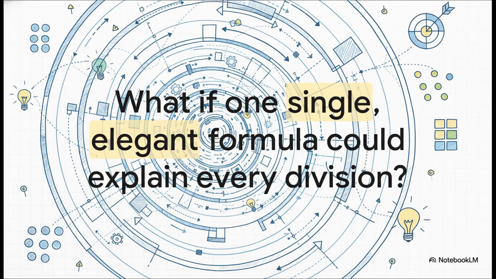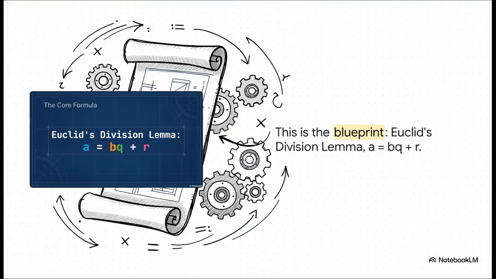So let's just start with a really big question. What if there was one single, elegant formula that could predict and explain the result of any division? I mean, it sounds almost too simple to be true, doesn't it? But that is precisely what we are looking at today. And there it is. A equals BQ plus R. Now, I know it looks super simple, but this little equation is that universal blueprint. It's the engine that's been running in the background, defining how numbers relate through division for more than 2,000 years.